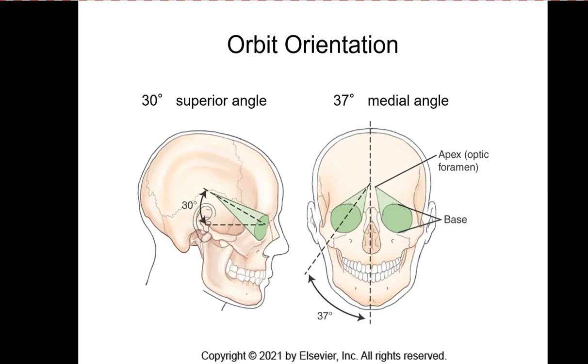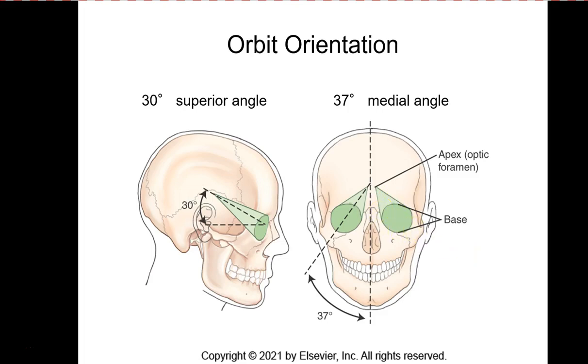This diagram illustrates that the orbits, rather than being just plain old circles like we see visually, are actually cone-shaped. And of course, the walls of the cone are made of bone. The rim of each orbit, what we see visually, corresponds to the outer circular portion of the cone, and that's called the base. So again, when we look at the skull, we see the base of this cone-shaped orbit.